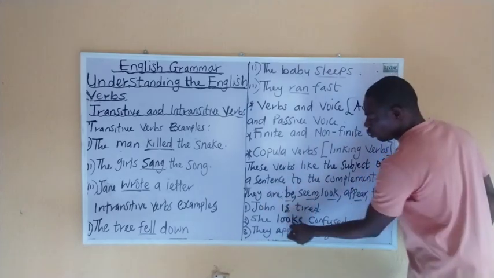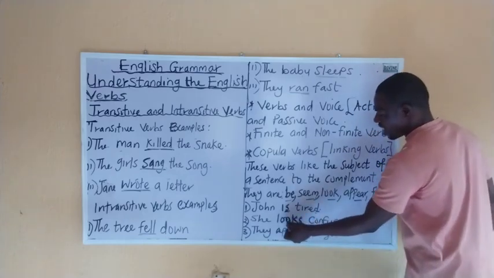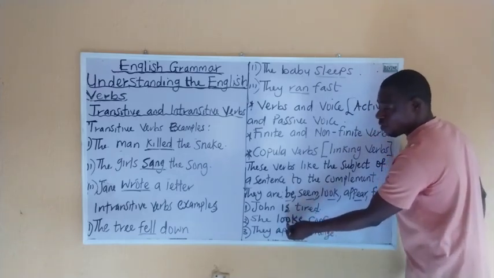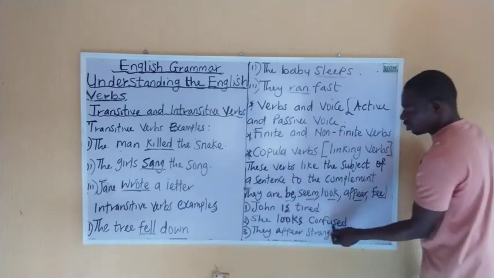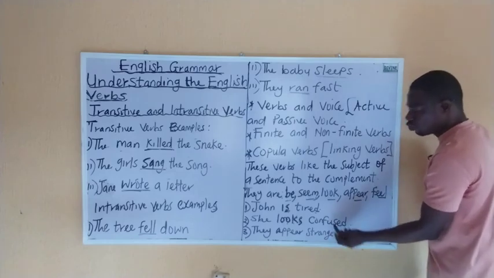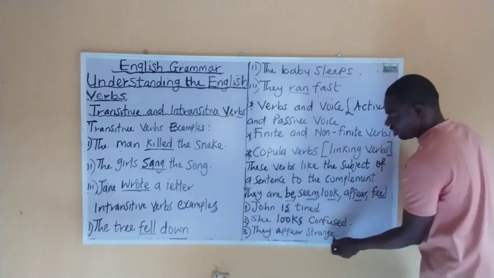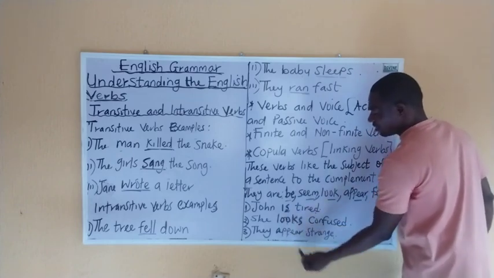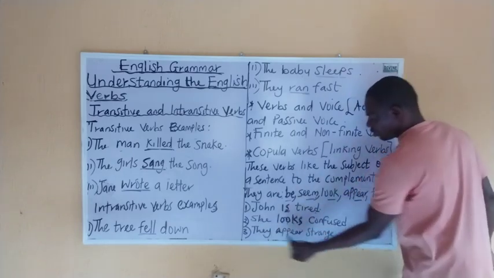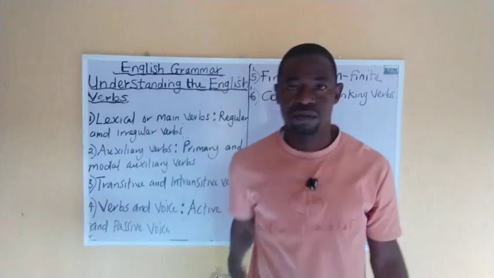Okay. 2. She looks confused. Looks here is a linking verb or a Copula verb that links the subject she to what? To the complement confused. They appear strange. Appear is a Copula or a linking verb that links the subject they to the complement strange.